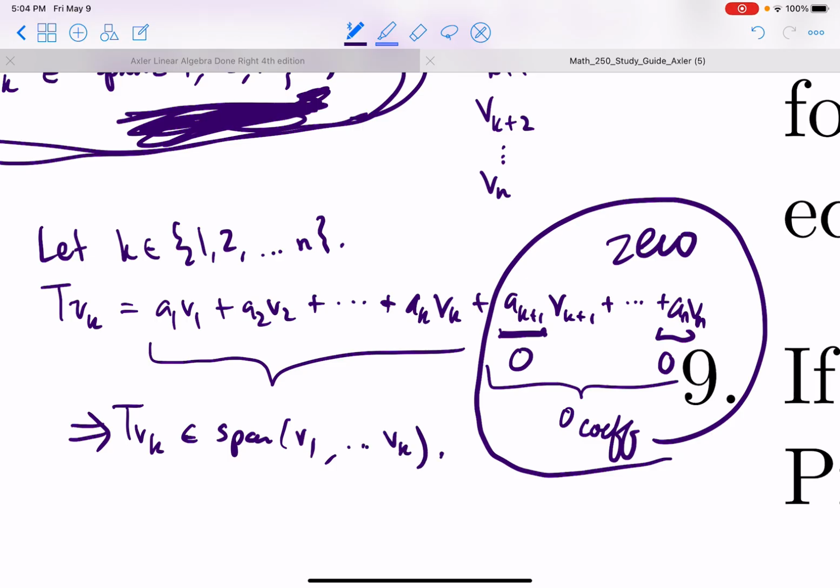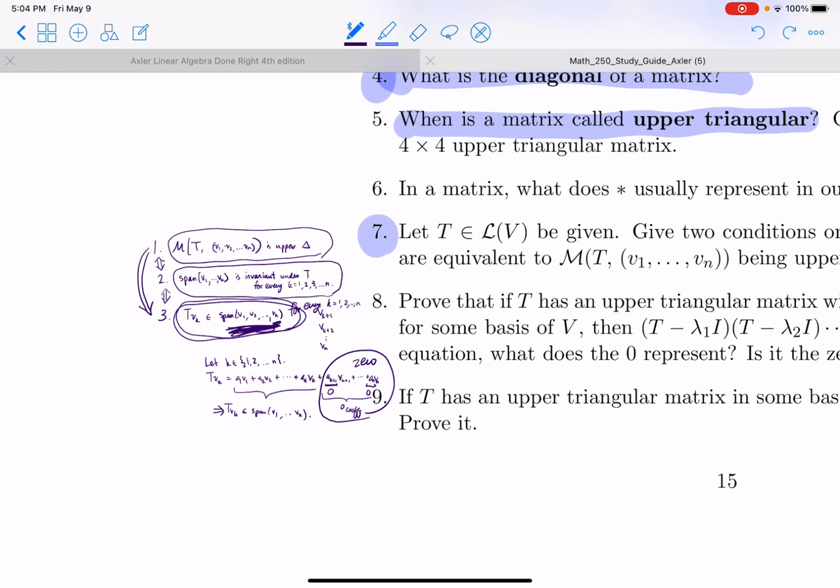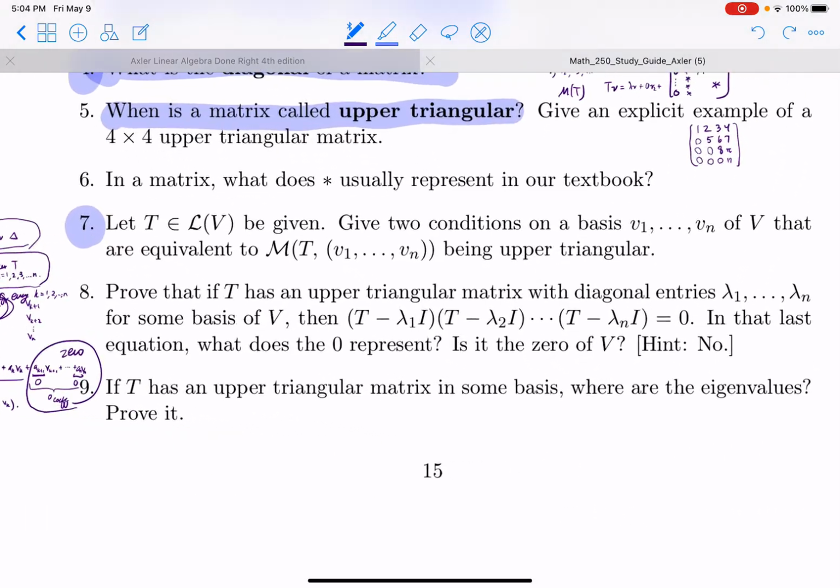We don't need vk plus 1. We don't need vk plus 2. We don't need vn. End of proof. So that's 1 implies 3. You should try the other ones. Maybe pause the video and do it. Check your answer in the book.